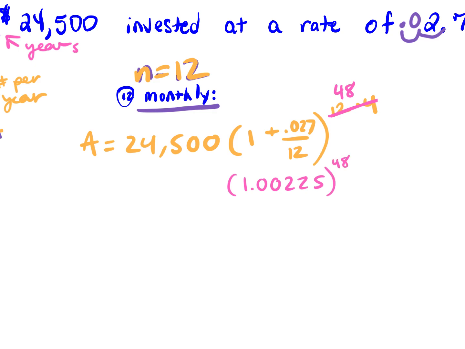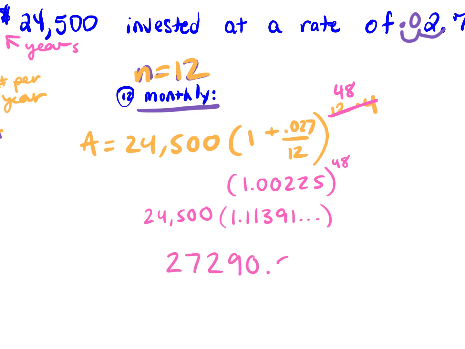We're going to raise that to the power of 48. So you should get 1.11391. It keeps going, but leave it in your calculator to do the last step. Do not round until the very end. If you round in the beginning, it's going to throw off your answer. So we're going to multiply that by 24,500. You should get 27,290.858. Does the 8 tell us that we round up or keep it the same? We round up, so that would be 0.85 or 0.86.